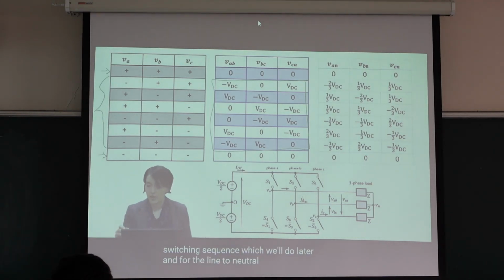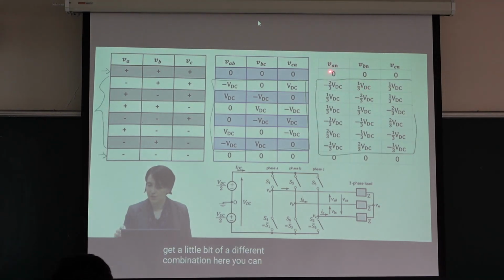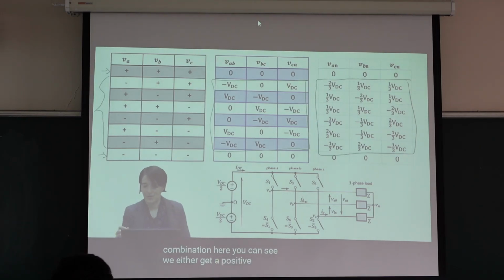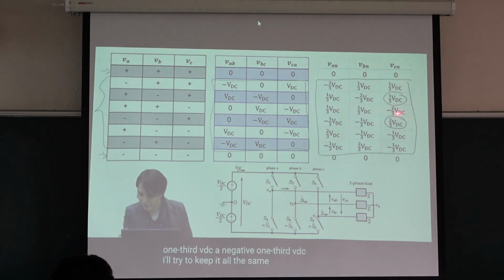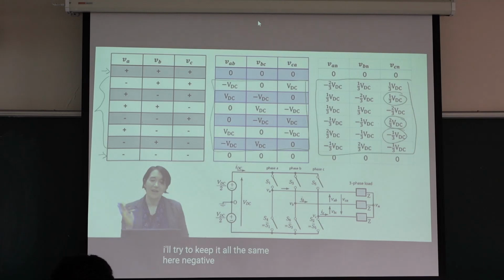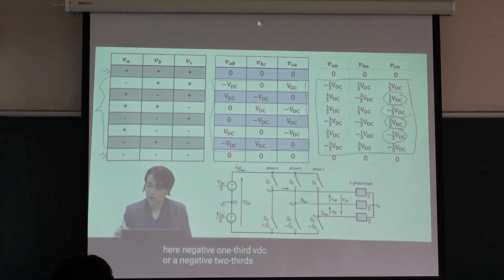For the line to neutral, we get a little bit of a different combination. Here you can see we get either a positive 2/3 VDC, a positive 1/3 VDC, a negative 1/3 VDC, or a negative 2/3 VDC. I'll circle one example of each one. That's right, they're all the same.